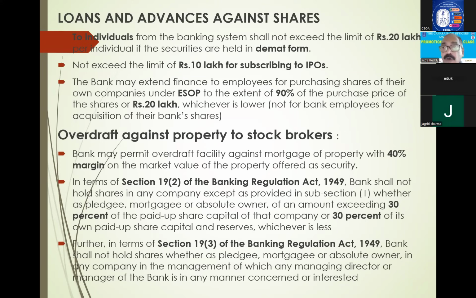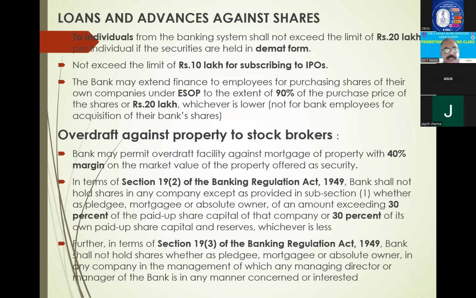Against properties, 40% is margin. And section 19, subsection 2 of Banking Regulation Act. Several times this question has appeared in exams. Section 19, subsection 2 of Banking Regulation Act says, you are accepting shares of a company in various modes. Maybe you are extending loans up to 20 lakh rupees per head. You may be extending loans, or you may be accepting as a collateral security, or you may be directly investing in shares of that particular company.